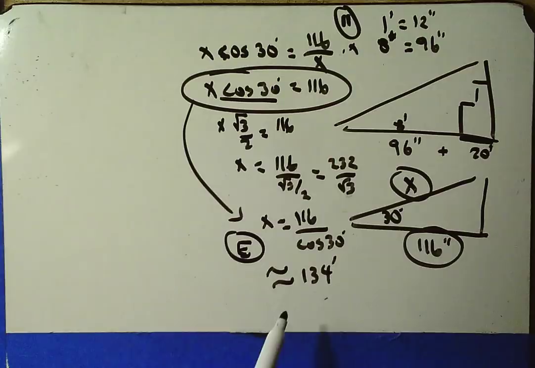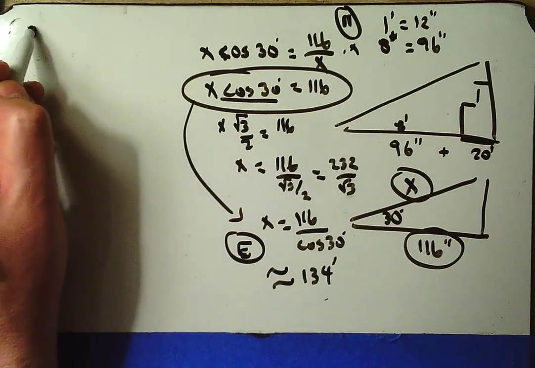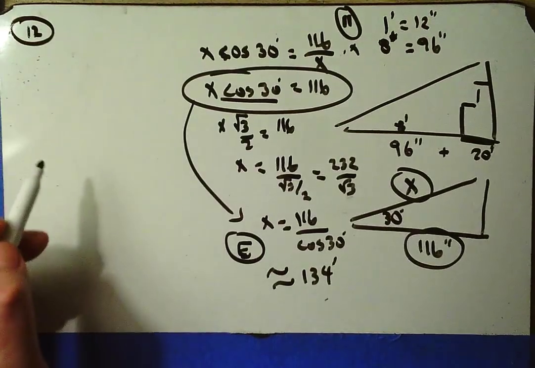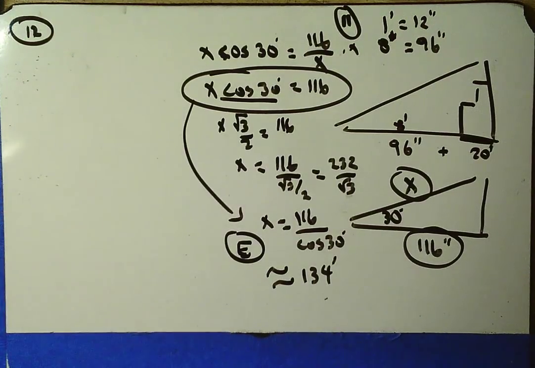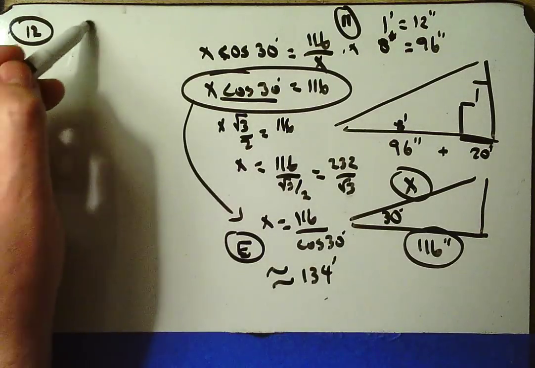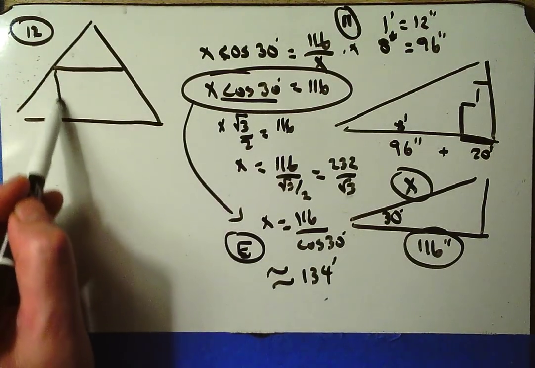Okay, number 12. Number 12 gives me an equilateral triangle on the outside. Is it? Oh, no, it's not. Yes, it is. No, it's not. I thought it was originally, but it's not. I do have this square inside.